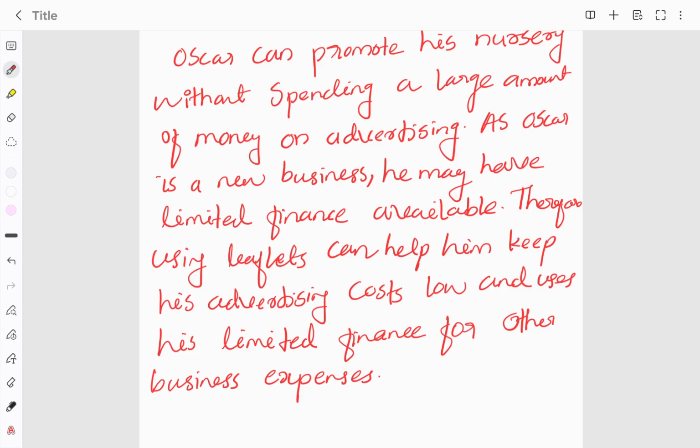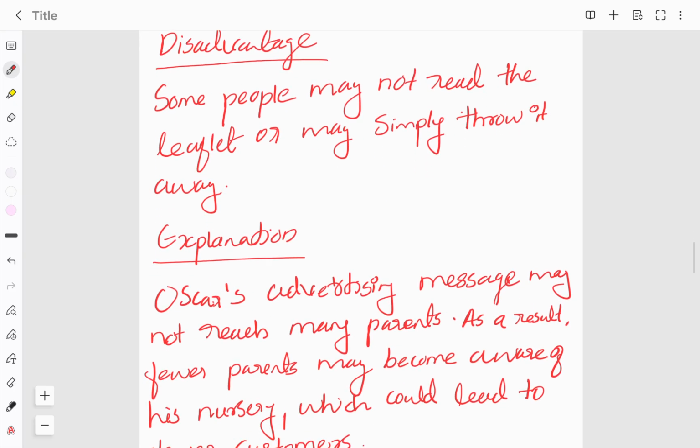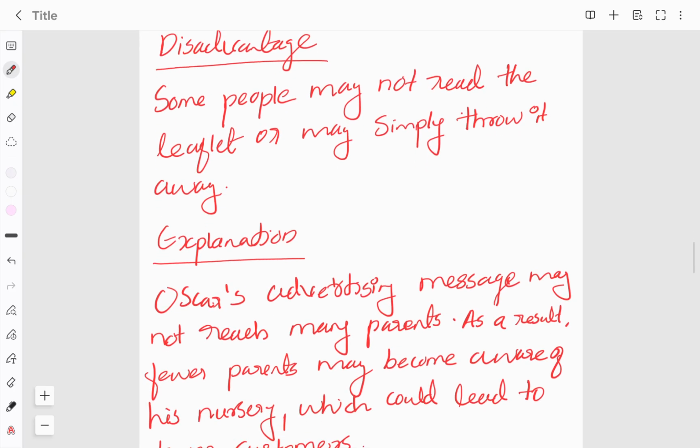Here you can read these. Now let us look at the disadvantages. One disadvantage is that people may not read the leaflets. They may simply throw them away. This means Oscar's advertisements may not reach many parents. As a result, fewer parents may know about his nursery, which could lead to fewer customers.